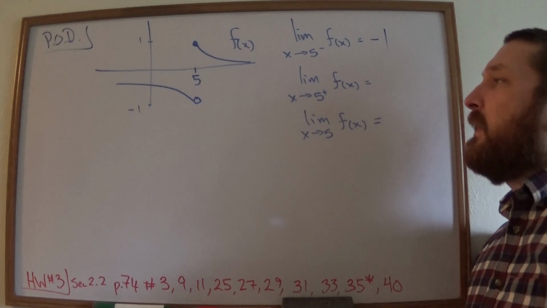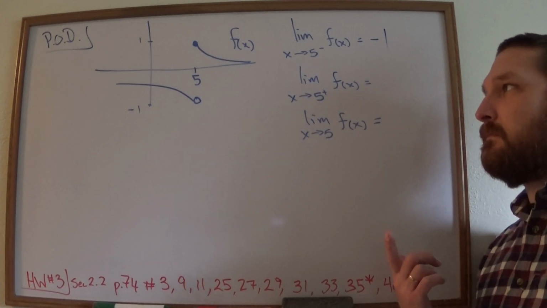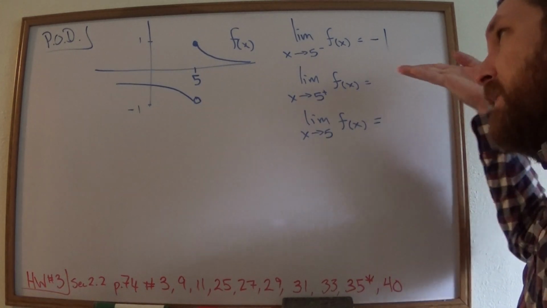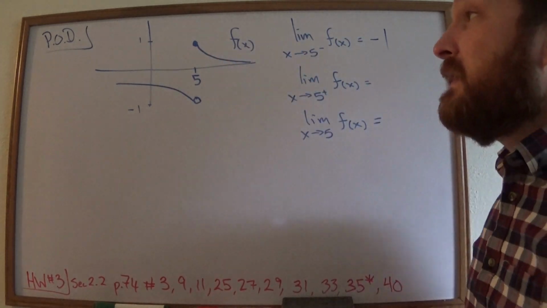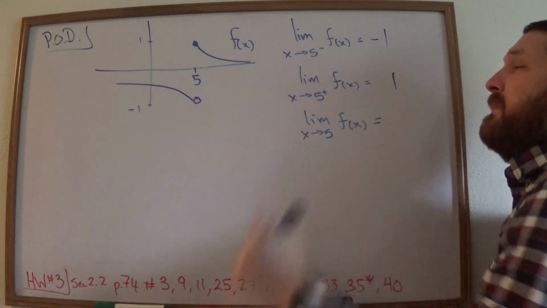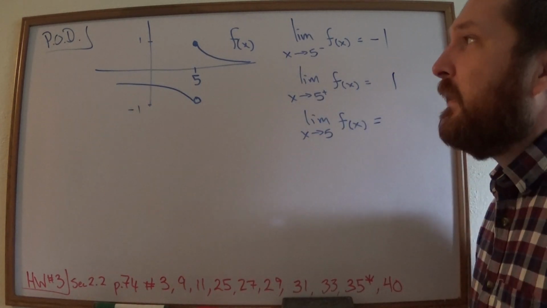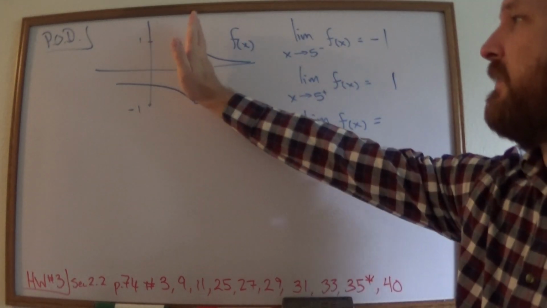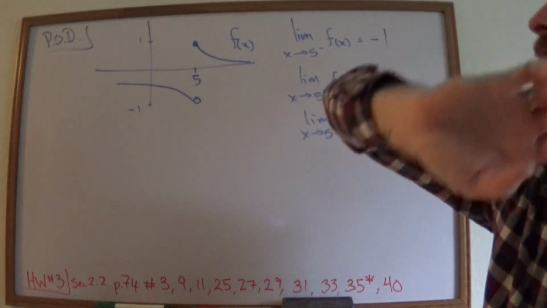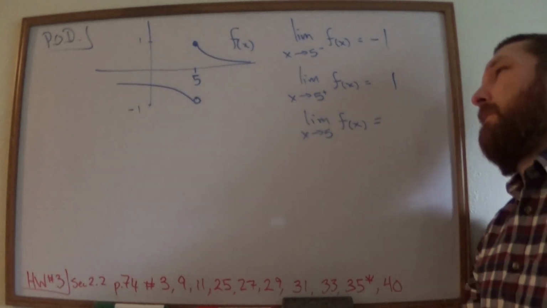Now, ditto, what is it as it approaches from the right? 1. Right, because as we approach 5, it gets closer and closer to 1. It doesn't matter that the function actually happens to equal 1 there, because whenever we're talking about a limit, we could pretend that that number doesn't exist, that we just popped it out of the function. It's one way of thinking about it.